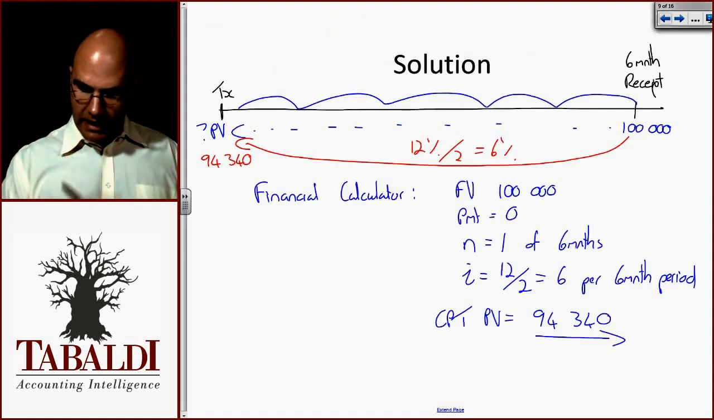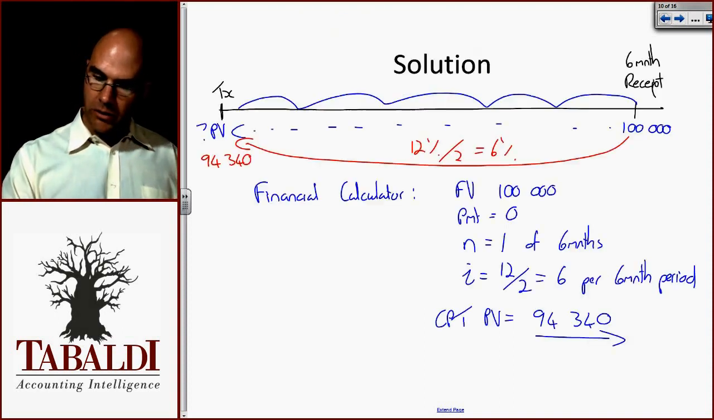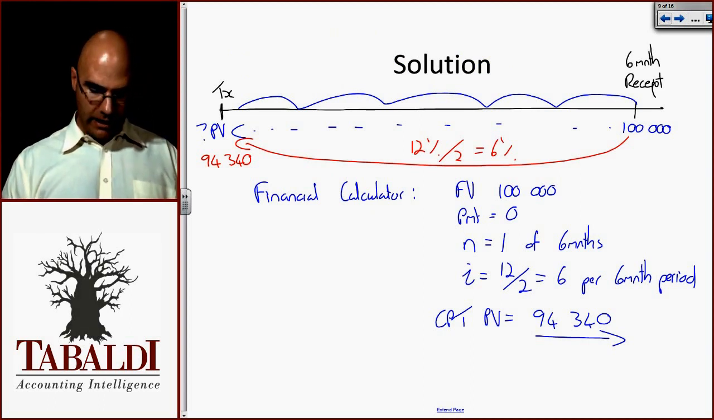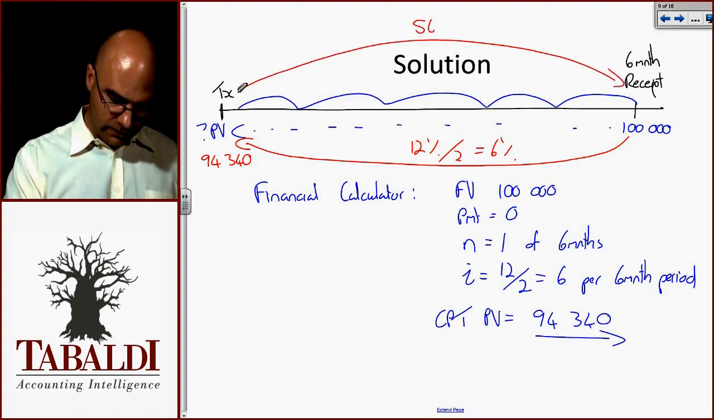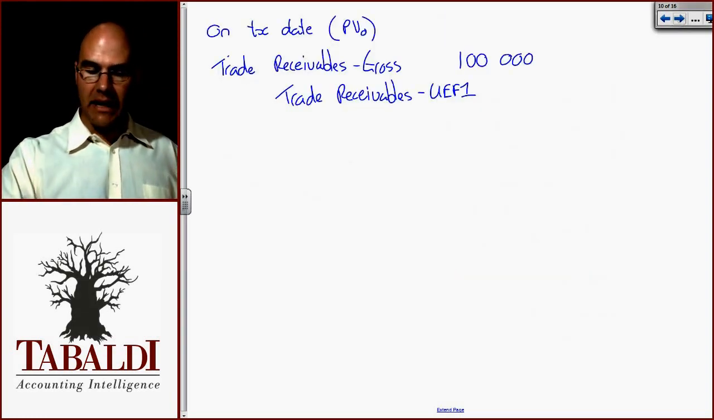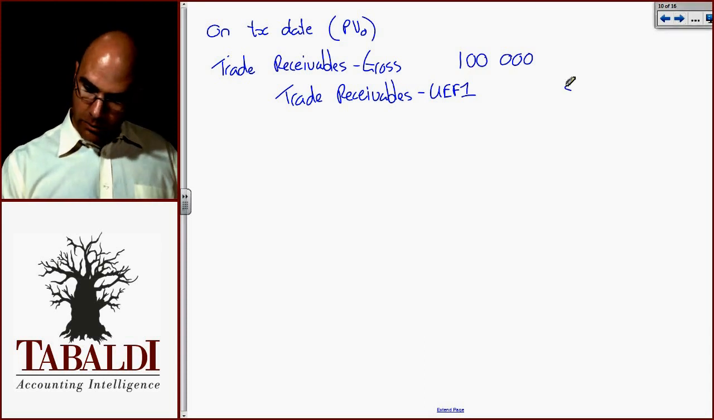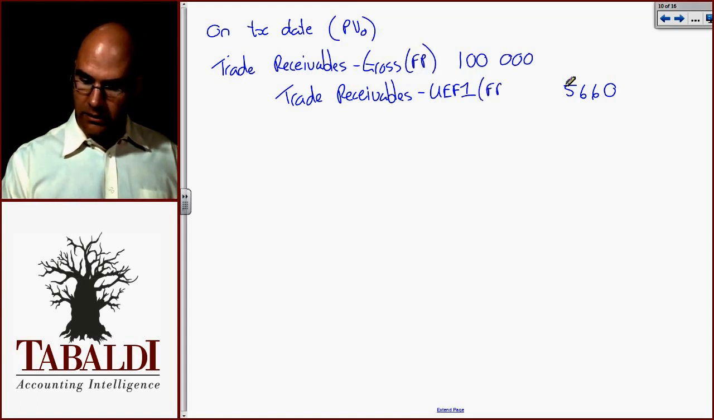Okay, and that will be exactly the 94,340 minus the 100,000. So all I'm talking about now is the difference between 94 and the 100, so 100,000 minus the 94,340. Well, that is interest of 5,660. On day one, we call that a net account or sub-account of trade receivables, and we'll offset it against the gross amount. Okay. Both of those are financial position or balance sheet accounts.